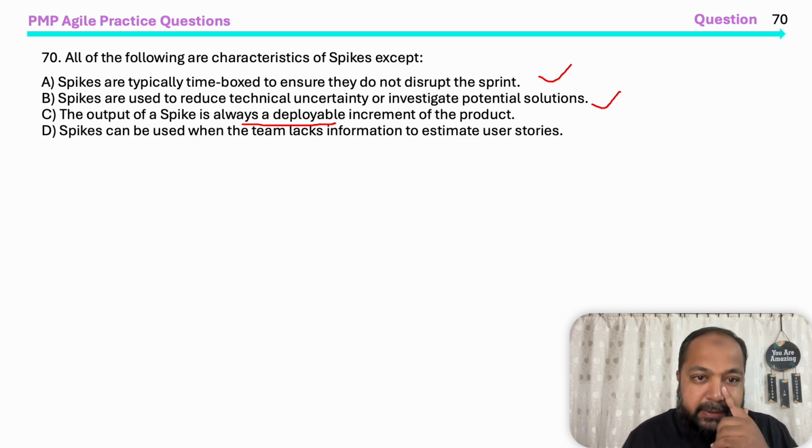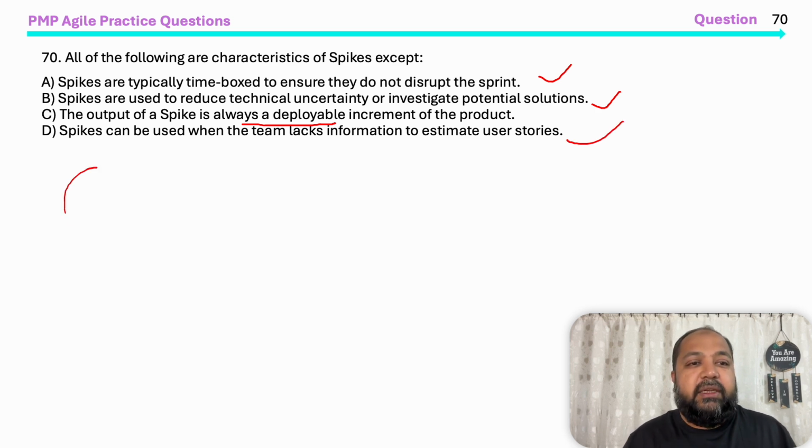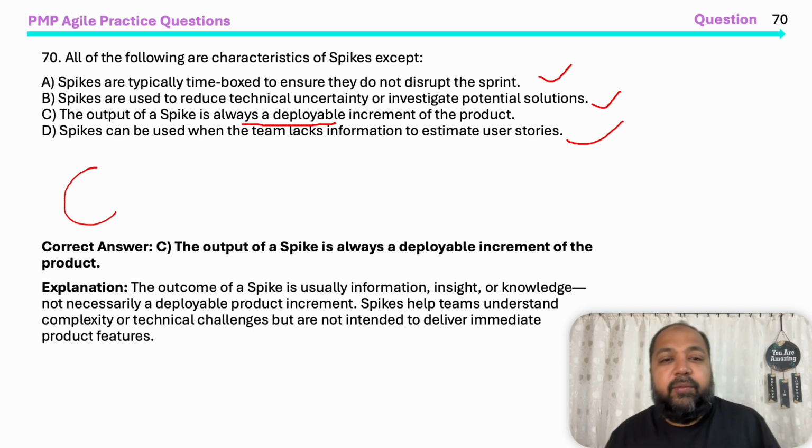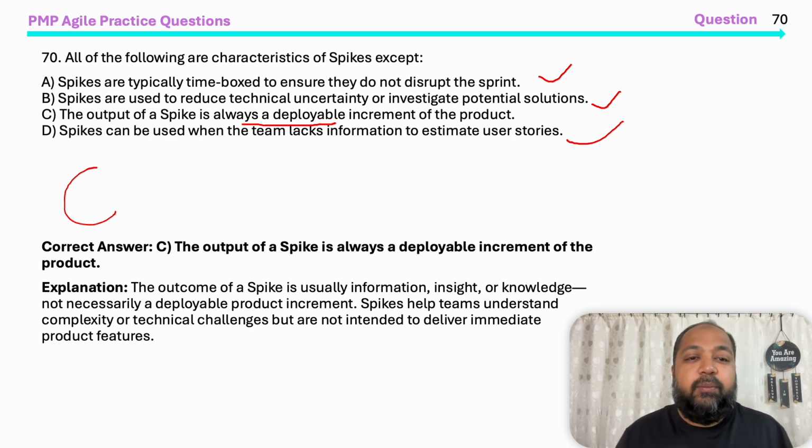Spikes can be used when the team lacks information to estimate user stories. Yes, it can be used. So C is the incorrect answer. Let's see the answers. Yes. The output of a spike is usually information, insight, or knowledge, not necessarily a deployable product increment. A spike helps teams understand complexity or technical challenges, but is not intended to deliver immediate product features.